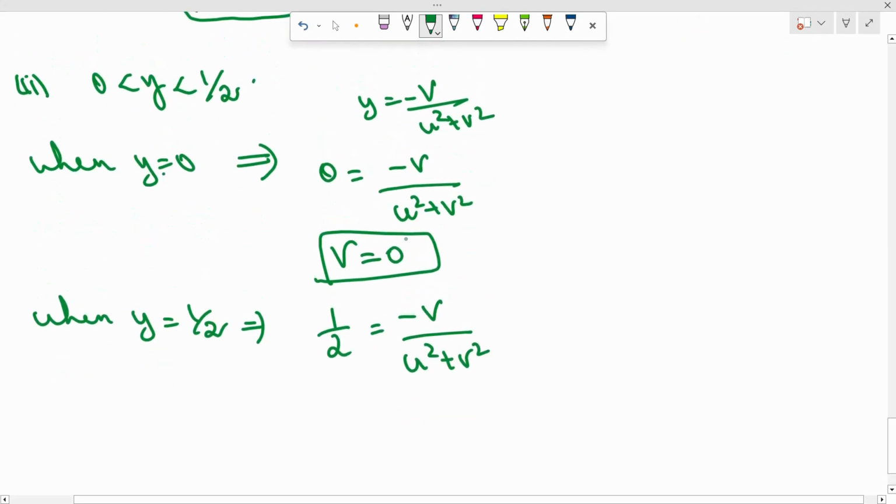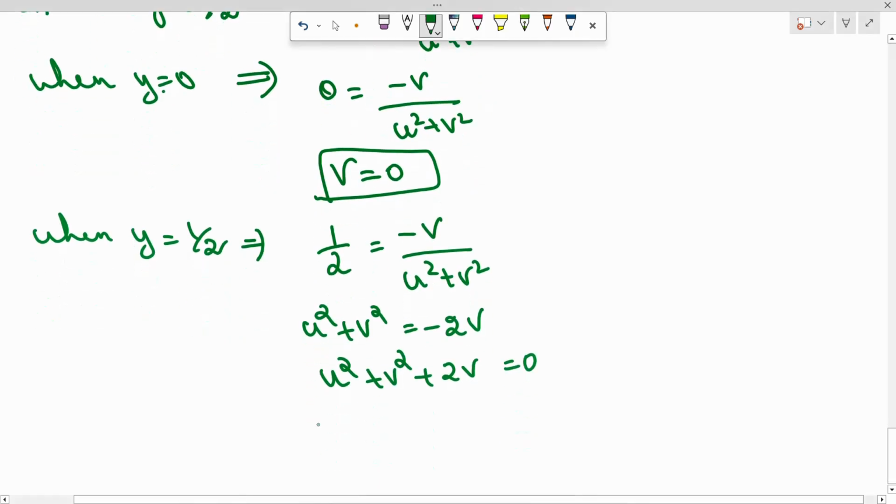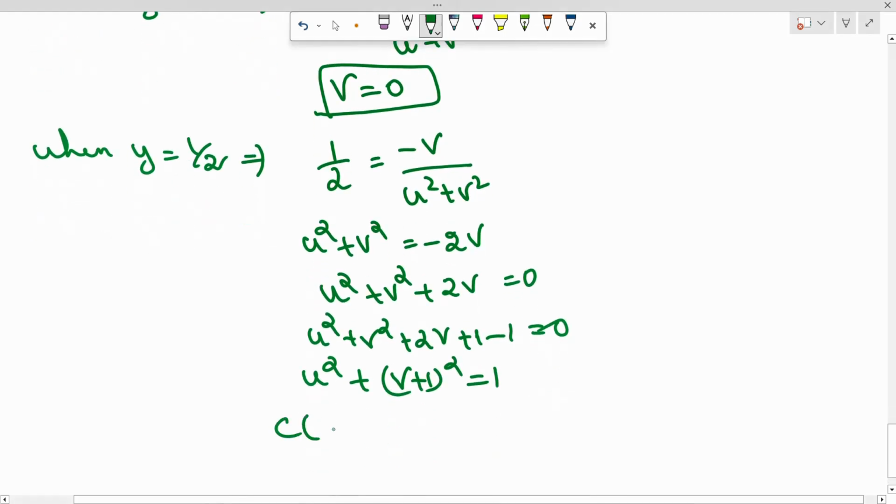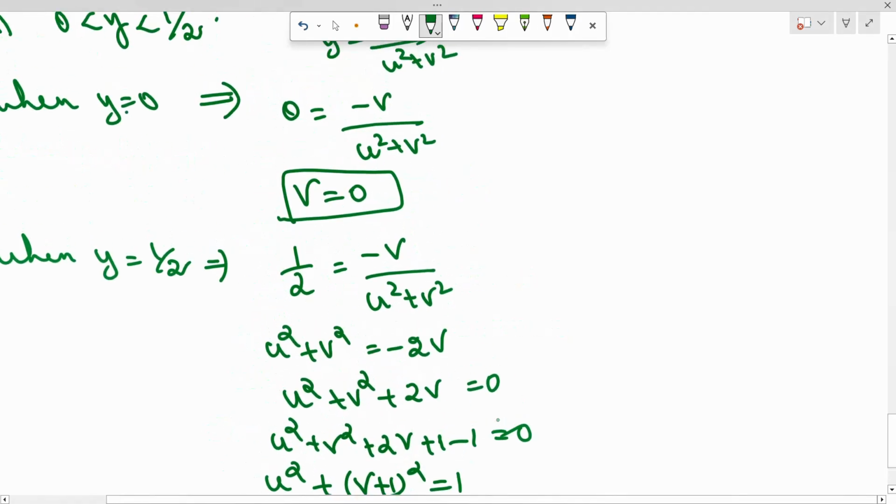Now we derived the same equation anyway. Taking cross multiplication, u square plus v square is equal to minus 2v. Now we can write u square plus v square plus 2v equal to 0. Here add and subtract 1, we can write u square plus (v plus 1) whole square is equal to 1. The center of the circle is (0, minus 1) and radius will be 1. Now we can draw the diagram.